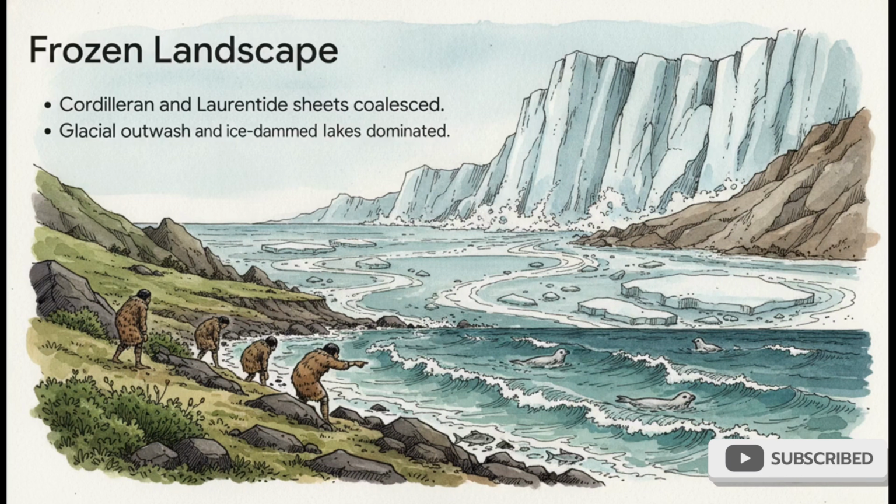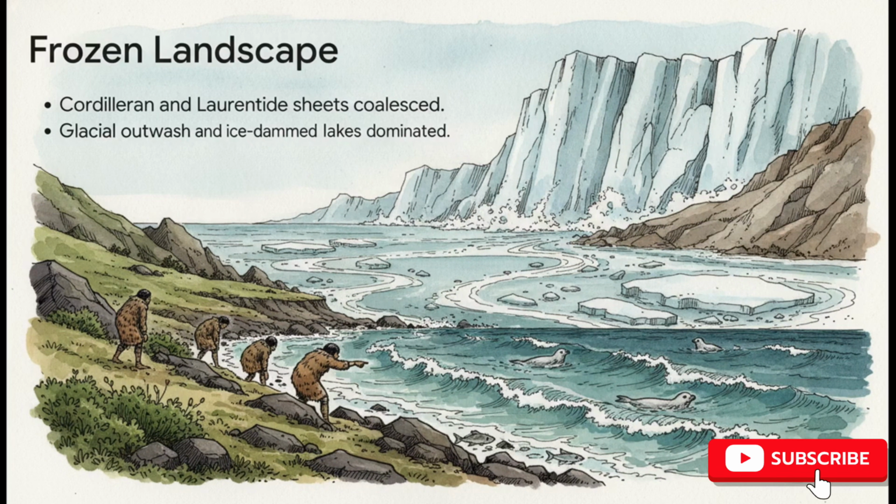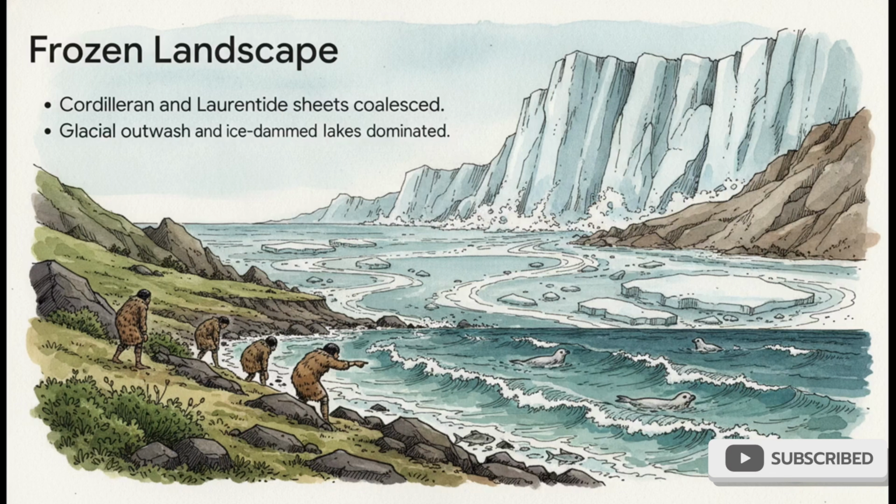If they tried to push inland as the ice melted, they hit this brutal landscape of glacial outwash and giant ice-dammed lakes. But along the coast, there were these unglaciated coastal refugia, safe havens on islands that actually managed to sustain terrestrial and marine life.